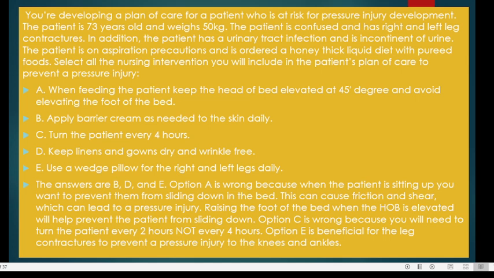Okay. So option A is wrong because when the patient is sitting up, you want to prevent them from sliding down in the bed. This can cause friction and shear, which can lead to pressure injuries. Raising the foot of the bed when the head of the bed is elevated will prevent the patient from sliding. Option C is wrong because you need to turn the patient every 2 hours, not 4 hours. Option E is beneficial for the leg contractures to prevent a pressure injury to the knees and ankles.